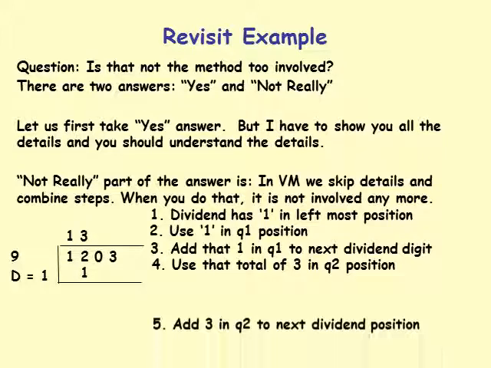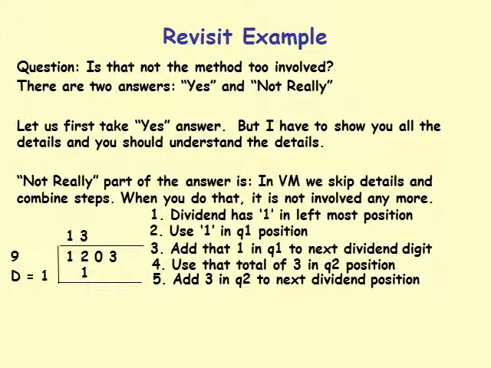Let's continue. Now I'm going to add this 3 to the next dividend digit. 3 plus 0 is 3. We're going to add that. Now I have added 3. This 3 here is added to the next dividend digit. This quotient digit here added to the next dividend digit.